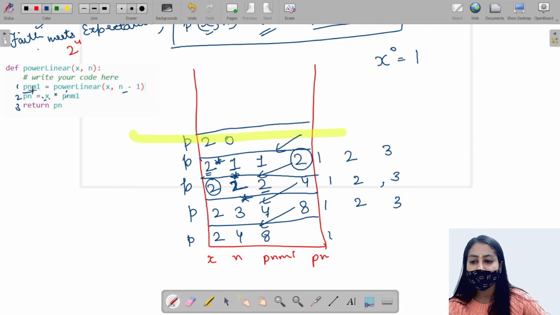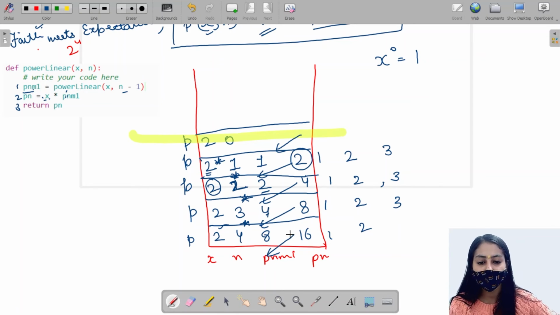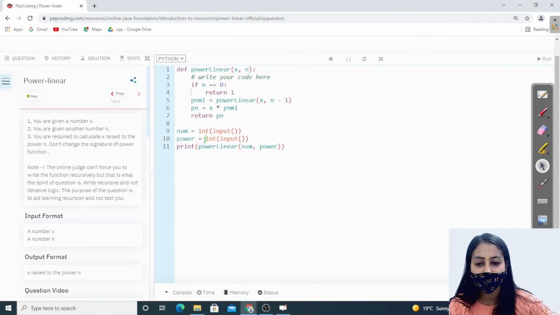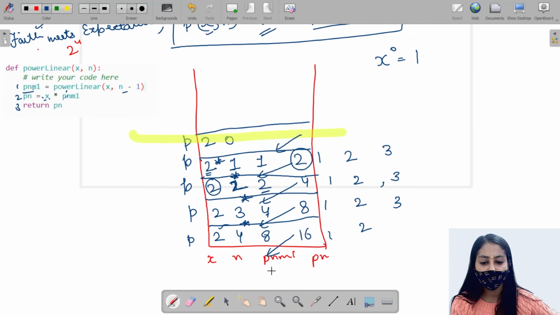So now again line number 2 is executed. In line number 2, x is what? 2 in this case. Power of n minus 1 is what? 8 in this case. So 2 into 8, 16 is stored in power of n, and 16 is returned to the next lower level. So 16 is returned, 16 is received here, and 16 will get printed, right? So we'll get 16 in the output, right?